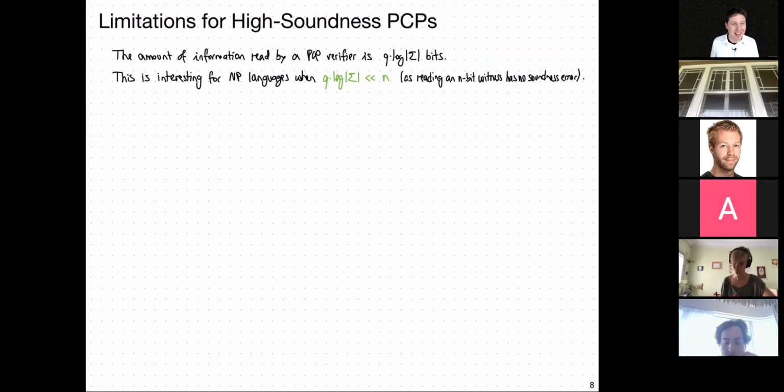if you can encode an entire satisfying assignment in Q log sigma bits, then of course you can have, for example, soundness error 0, right? Because you just read the entire assignment. So we should think about Q log sigma being much smaller than n, say Q log sigma around root n or something like that.